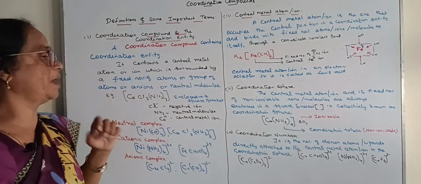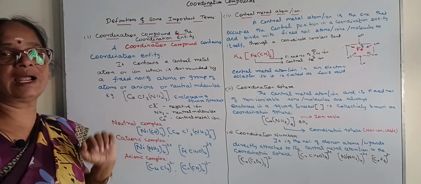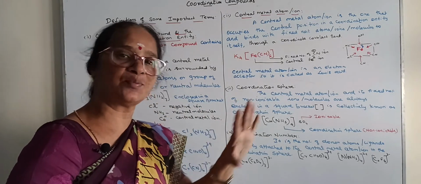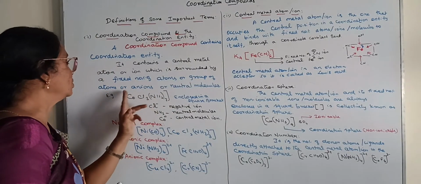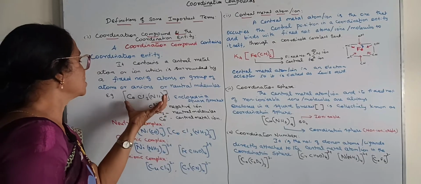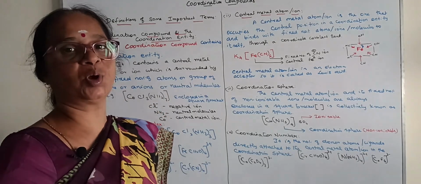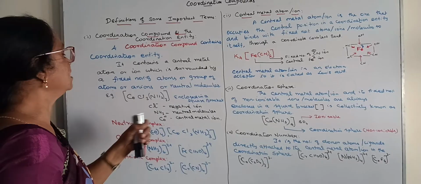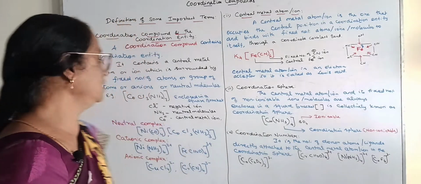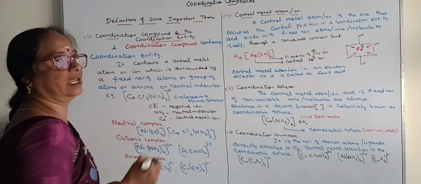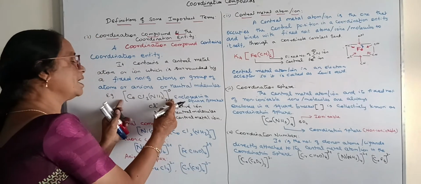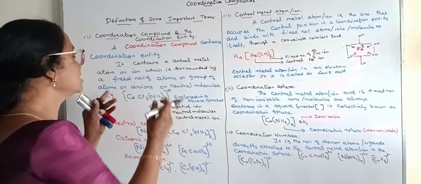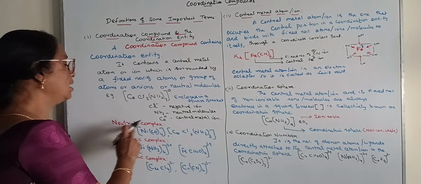So this entity is made up of cobalt, the central metal atom or ion, and the Cl3 NH3, the groups of atoms, ions or molecules that donate a pair of electrons to the central metal atom or ion, which is always enclosed in a square bracket. This is what is said to be a coordination entity, and it may carry a charge also. In this case I didn't mention the charge, it is taken as 0. When the coordination entity bears neither positive nor negative charge, such entities are said to be neutral complexes.